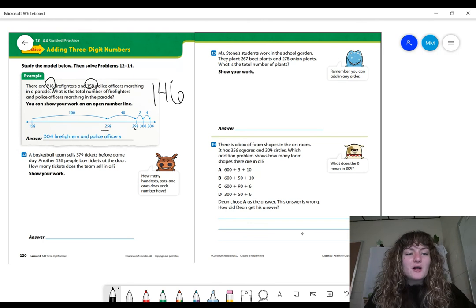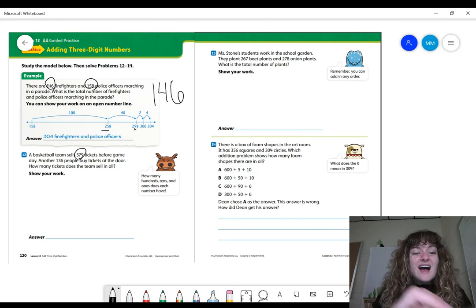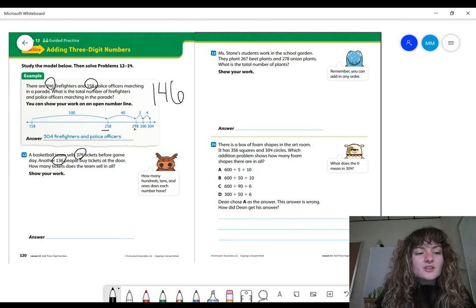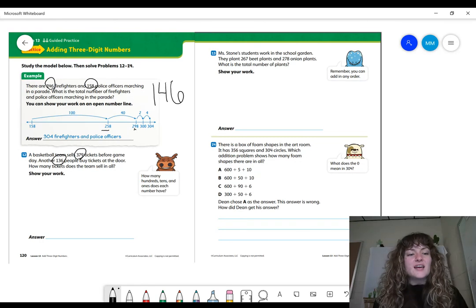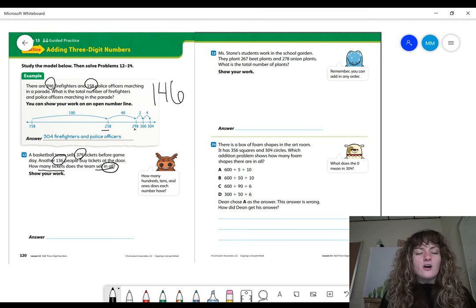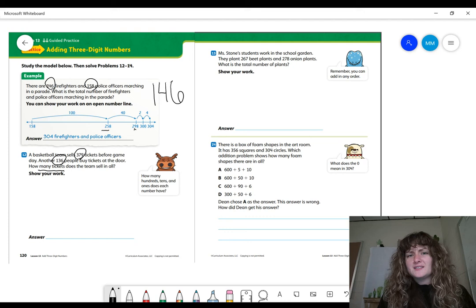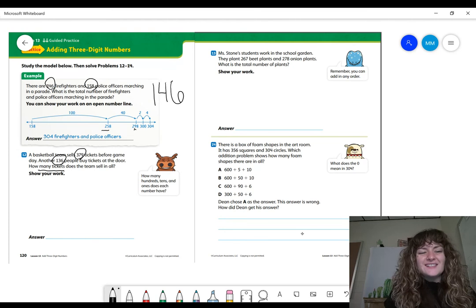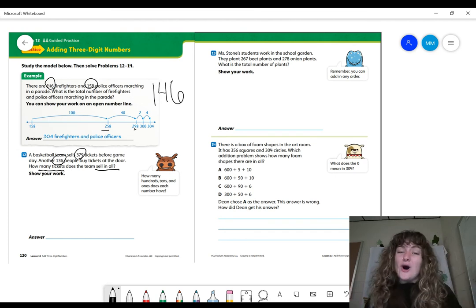All right, here we go. A basketball team sells 379 tickets before game day. Another 136 people buy tickets at the door. How many tickets does the team sell in all? Oh, I circled that. I don't want to tell you the wrong thing. How many tickets does the team sell in all?